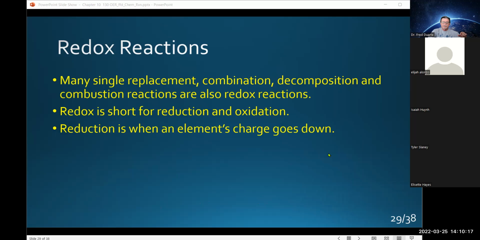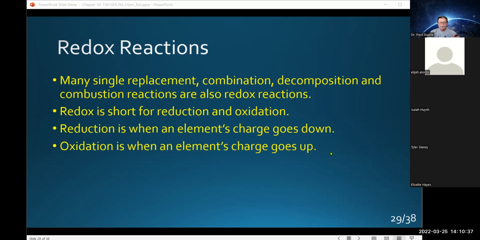Now, with respect to reduction, the element's charge, whatever charge it is, be it zero, plus, or negative, goes down. Let's say, I'll come back to that for a second. In oxidation, the element's charge goes up, its oxidation number goes up.